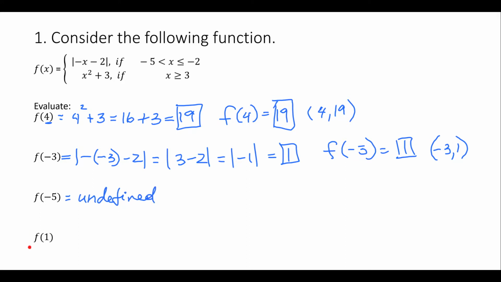Same thing for f of 1. Let's be careful. Is 1 between -5 and -2? It's not. Is 1 bigger or equal to 3? It's not. That means there is no definition for x equals 1, which means that this point is also undefined.